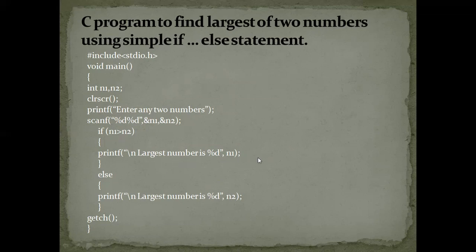Largest number is n1. Okay, else. So what is the else part? If n1 greater than n2 fails, which one will be larger? Of course n2, isn't it? So I am supposed to display the message: Largest number is n2. Understood? So this is if else. Using if else, I am going to display the largest of two numbers.